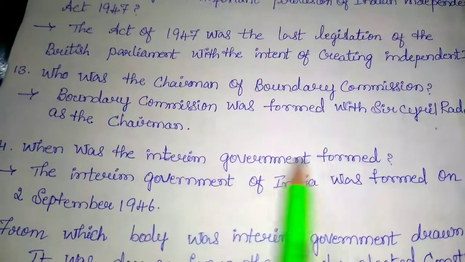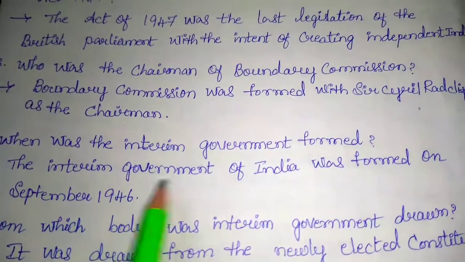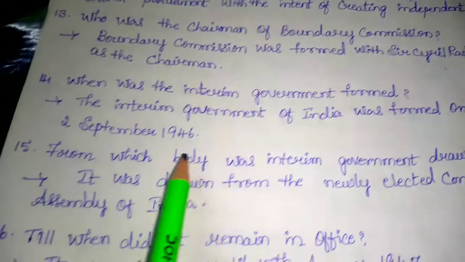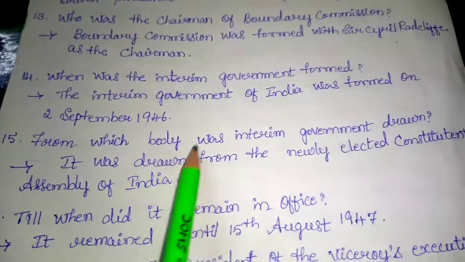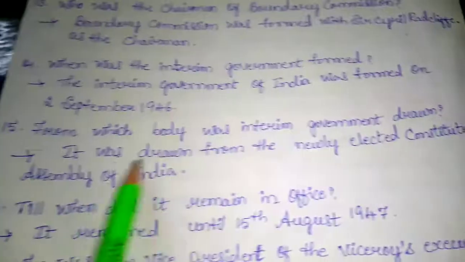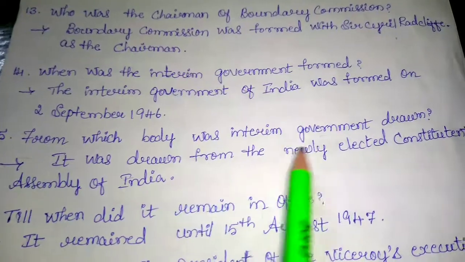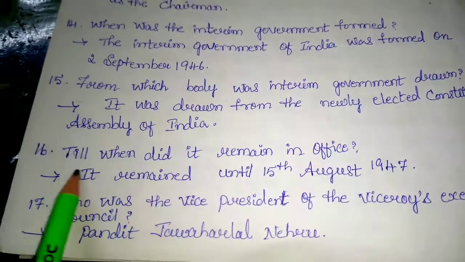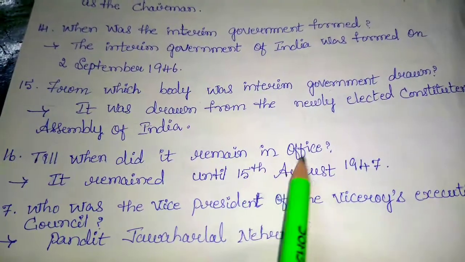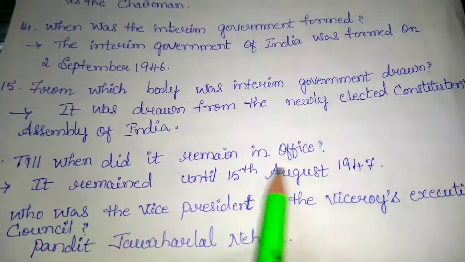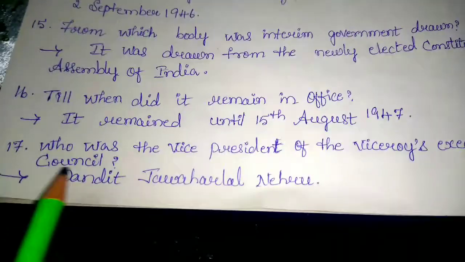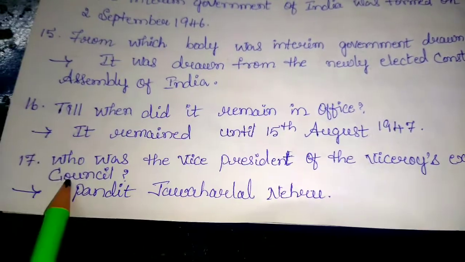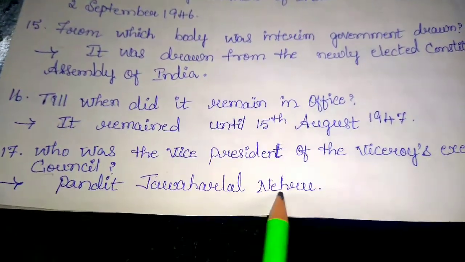When was the interim government formed? The interim government of India was formed on 2nd September 1946. From which body was the interim government drawn? It was drawn from the newly elected Constituent Assembly of India. Till when did it remain in office? It remained until 15th August 1947. Who was the Vice President of the Viceroy's Executive Council? Pandit Jawaharlal Nehru.